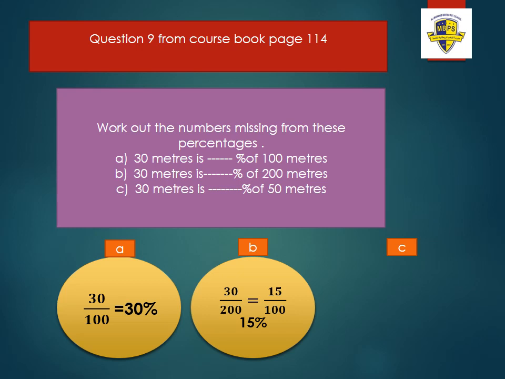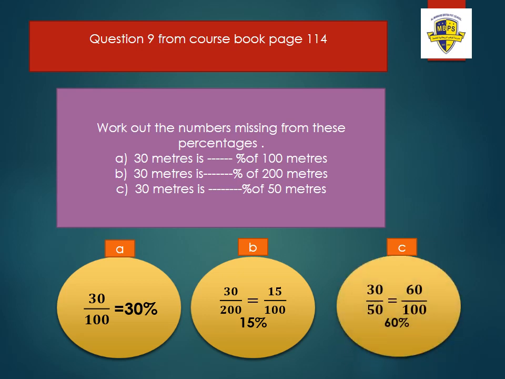B, 30 out of 200. So here I need to simplify the fraction. How will I simplify it? I will divide both the numerator and denominator by 2. I will get 15 out of 100. Now I have 15 out of 100, equal to 15%.